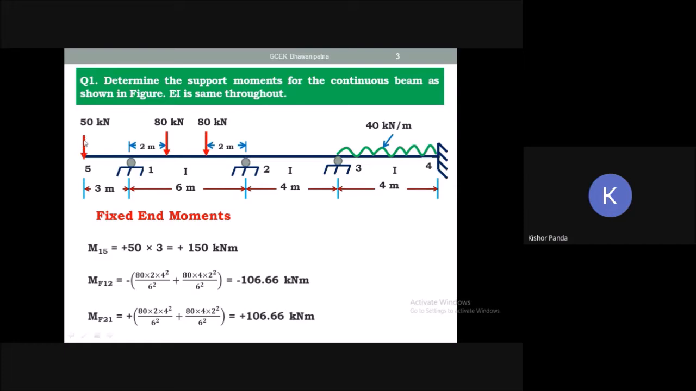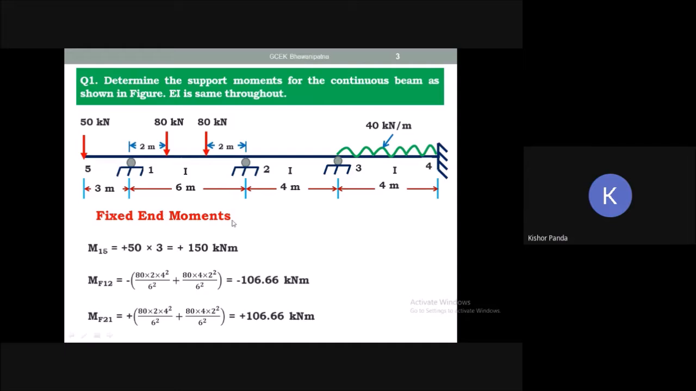And for this overhanging portion there is one concentrated load of 50 kilonewton at the end 5. The length of this overhanging portion is given as 3 meters. So this is all about the 3-span continuous beam. The moment of inertia is given as I for span 1, 2, I for span 2, 3, and I for span 3, 4.